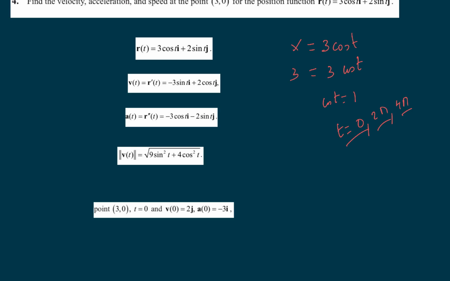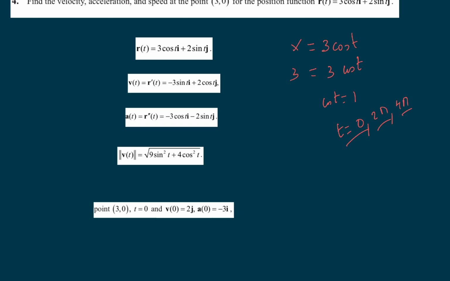So I plug t equals 0 into my equation for the vector velocity, and I have that v of 0 is 2j. Why? Well, sine of 0 is 0, cosine of 0 is 1, so the vector velocity is 2 multiplied by 1j, or 2j. If we do the same for the acceleration, plugging t equals 0 into our equation, we find that at t equals 0, the acceleration is minus 3i.